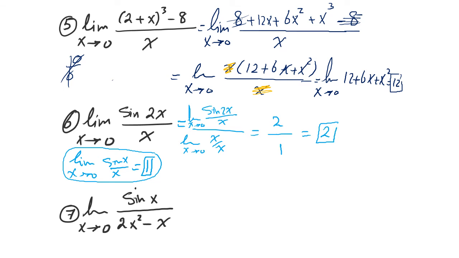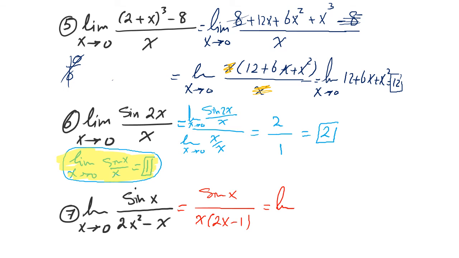Number 7. In all the questions, I'm going to look forward to finding the value of sine x over x. So, sine x over 2x squared minus x. I can start by taking x as a highest common factor, so it's going to be 2x minus 1.